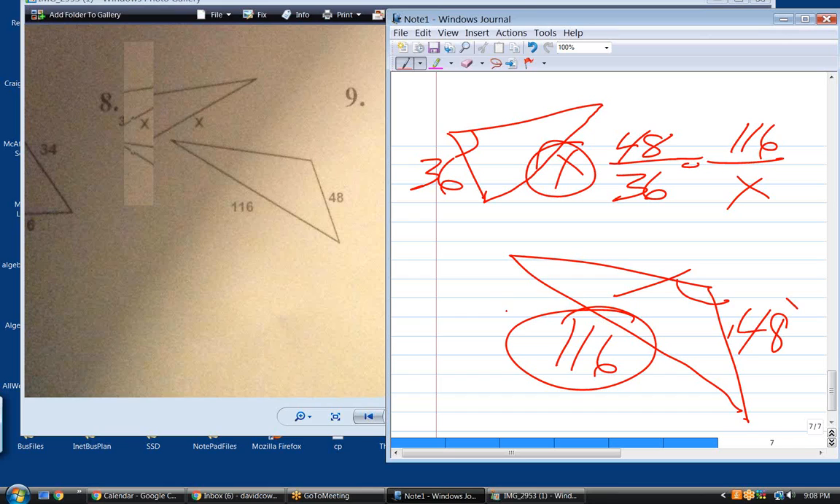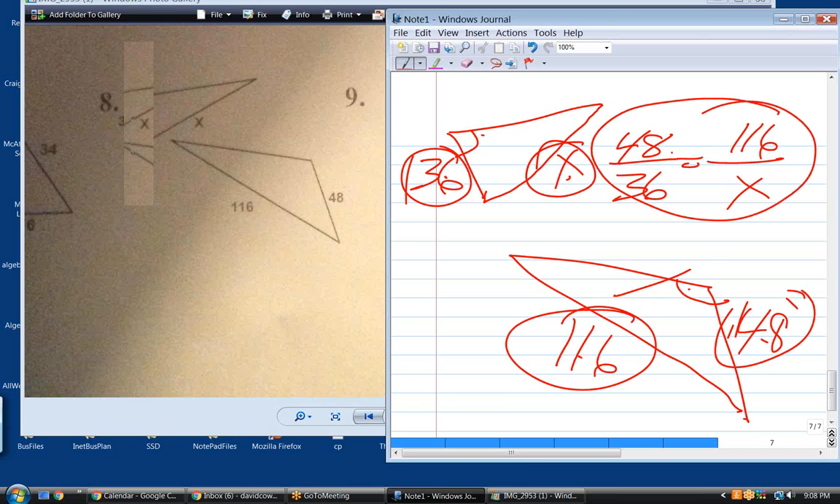Okay. And this side here is corresponding to that side. Notice it goes side, side, angle. This one goes side, side, angle. So just solve that and you'll have your answer.